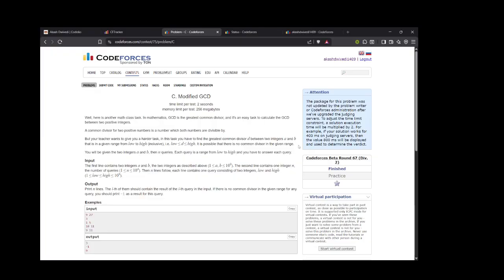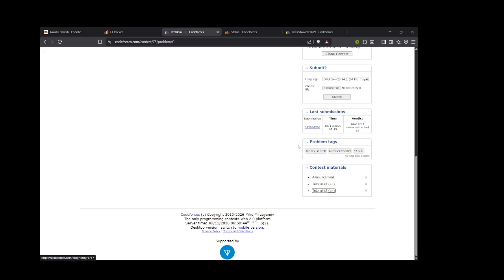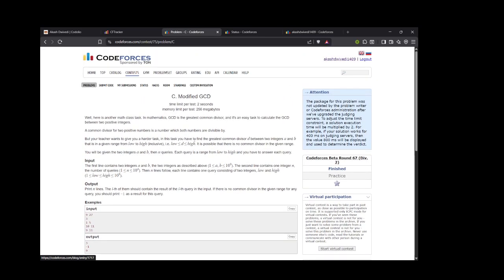So hello everyone. Now we are going to solve a CF problem. The problem name is Modified GCD. So let's start by reading the problem statement and then we'll be proceeding further.